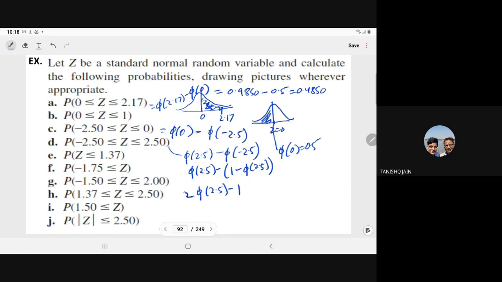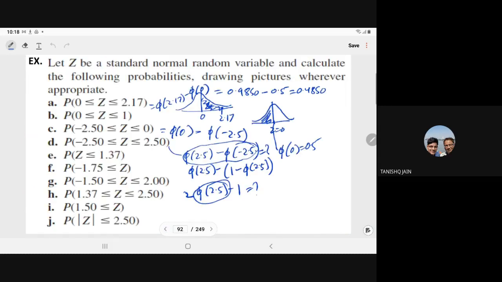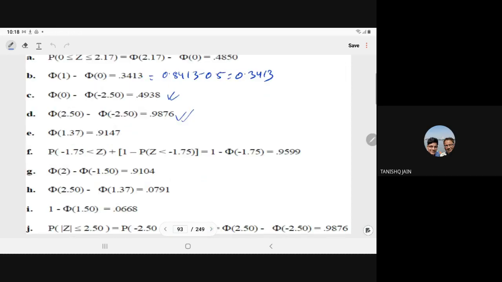Either you can compute directly from the table or by some modification. Here we have only the values for positive z, and here we have the values for both positive and negative z. So both will give the same answer, and here we have the required answer. Similarly, you can write for all. In this question I just have to explain how to read the table.